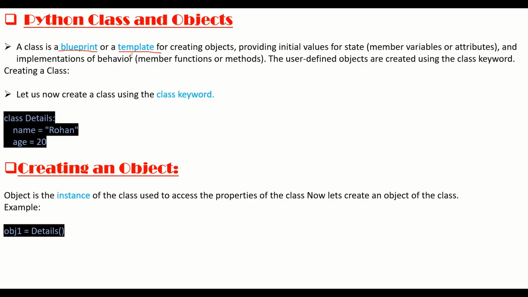Creating a class: let's now create a class using the class keyword. So guys, it's very important how to create a class. First of all, what is a class? A class is a blueprint or template. And how to create a class? Using the class keyword. So it's very important. We can create a class using the class keyword, and here is an example of a class. This is the class keyword and this is the class name.